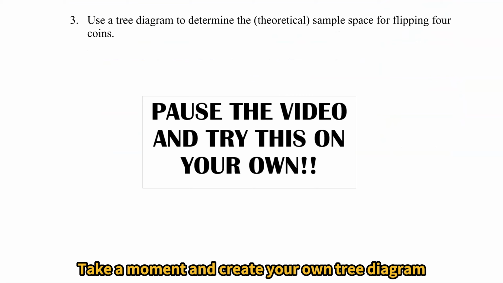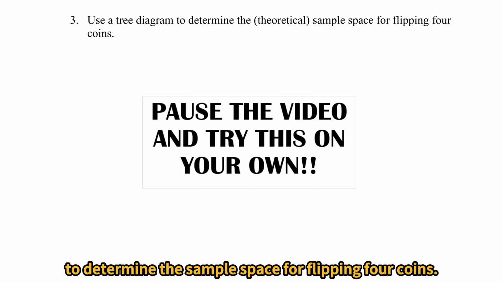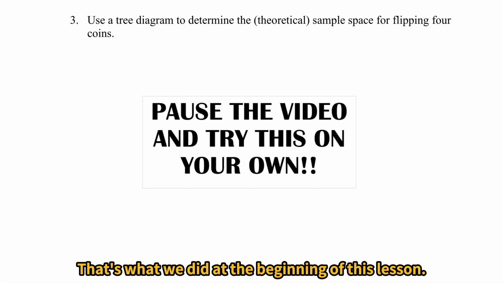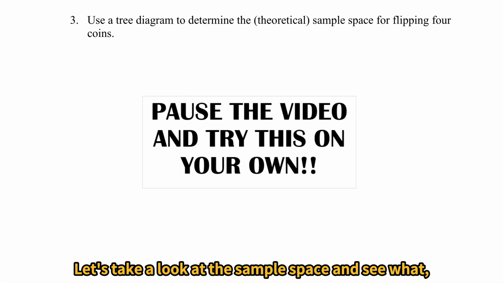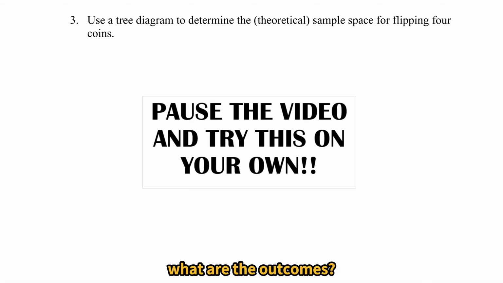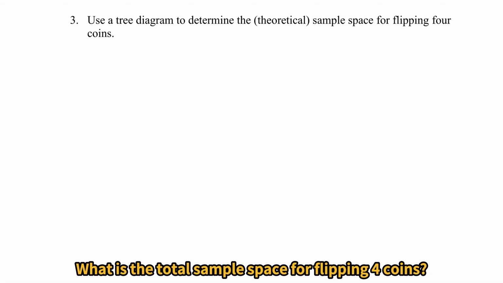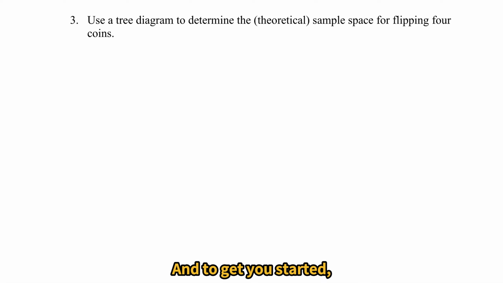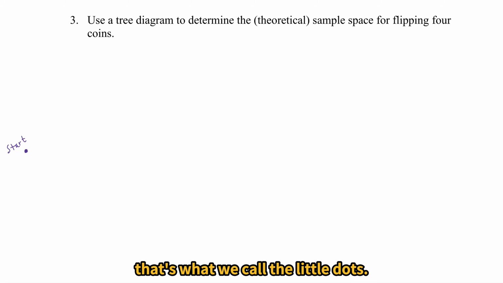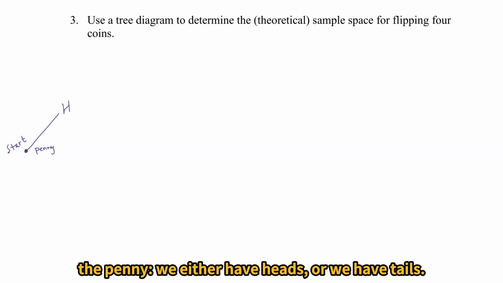Take a moment and create your own tree diagram to determine the sample space for flipping 4 coins. That's what we did at the beginning of this lesson. Let's take a look at the sample space and see what the outcomes are. What is the total sample space for flipping 4 coins? And to get you started, we'll have our little start node, is what we call the little dots. And then we can have the first coin, the penny. We either have heads or we have tails.